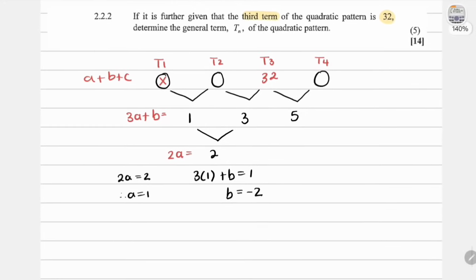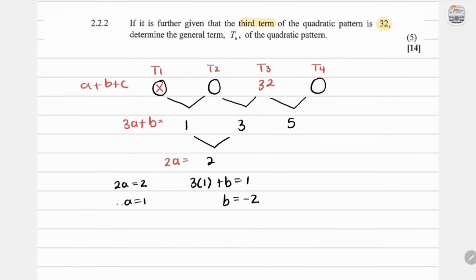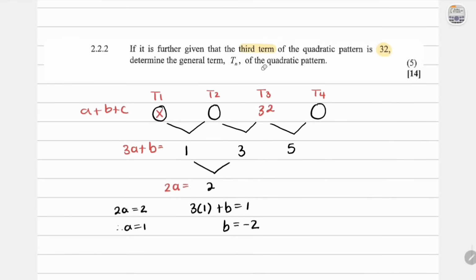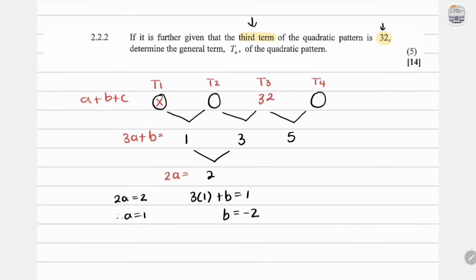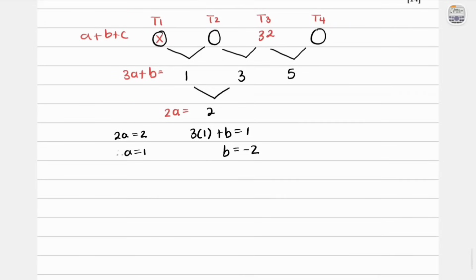Now, to find c, we don't know what this is. So we can't really just substitute here. However, we can use what they told us. They told us that the third term is 32. So how can we use that? Well, they're telling you about a term value. So use it as a term value.